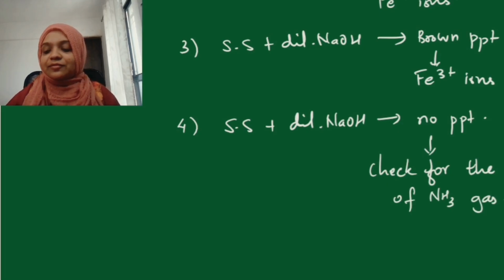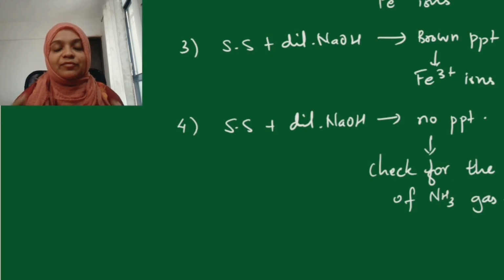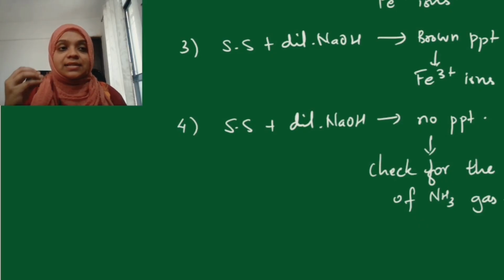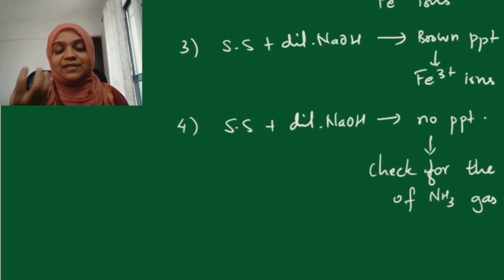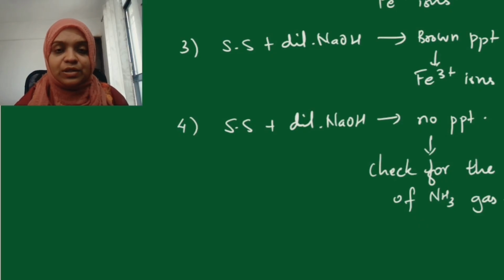Now, if you have done this before, you might know that ammonia gas has a very pungent smell, a very strong smell, and it is identified when ammonia gets evolved. It is identified in a flick of a second, so you get to know that ammonia is getting evolved, right?